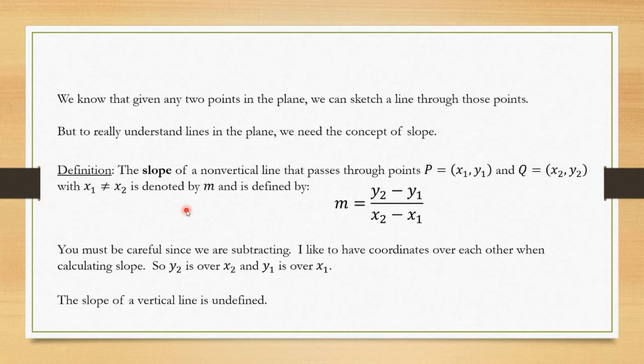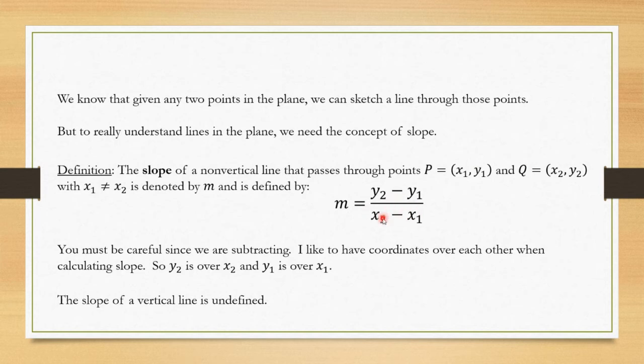Then the slope is just change in y. It's just the difference, change in y over change in x. That is, you subtract the y coordinates from each other divided by the corresponding difference in x coordinates.